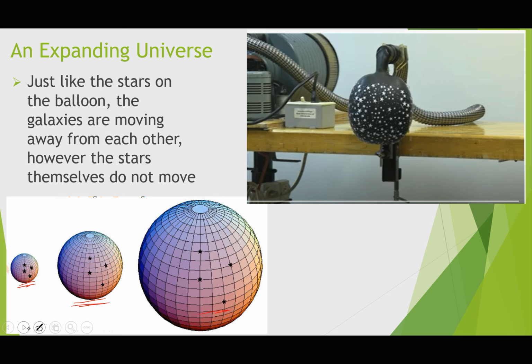So just like the stars on the balloon, the galaxies are moving away from each other. However, the stars themselves do not move. But because they are in galaxies which are moving away from each other, since the space between them is increasing, then we can predict that the universe is actually expanding.